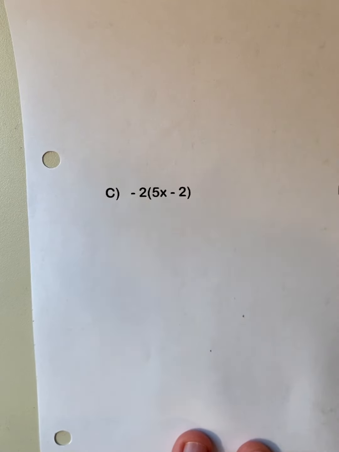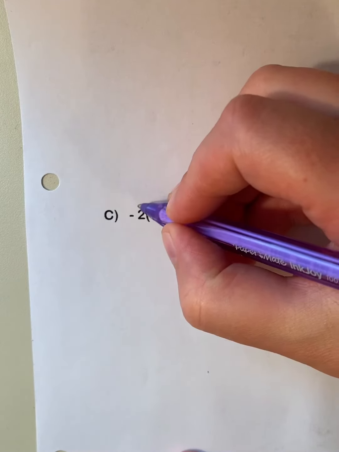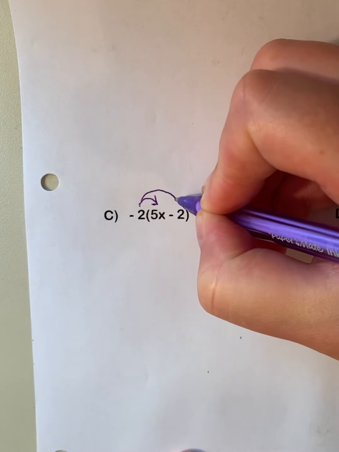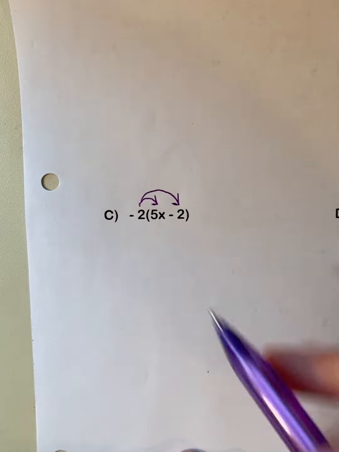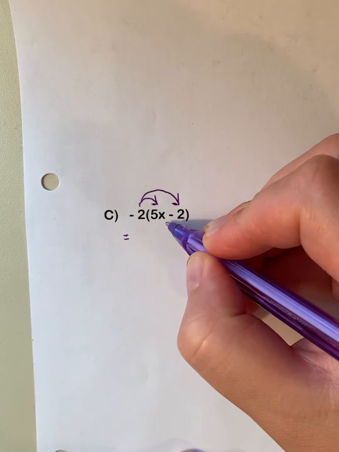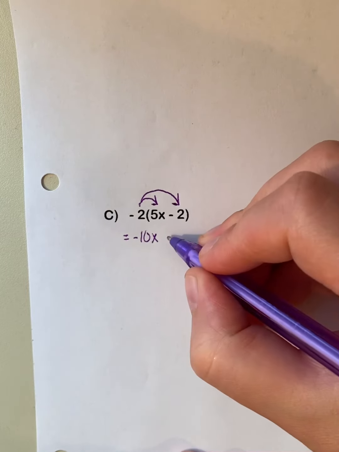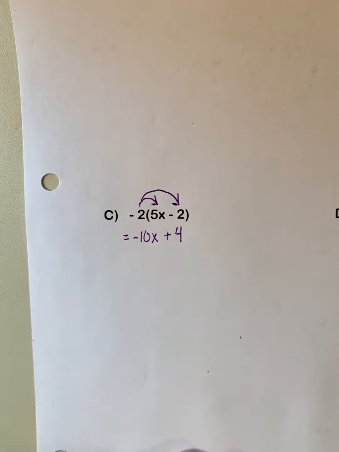Here we go. I've got negative 2 times 5x minus 2. Because this is in front, it's multiplying, so I just need to distribute it to each piece in the bracket. So I've got negative 2 times 5x gives me negative 10x. Negative 2 times negative 2 is positive 4.